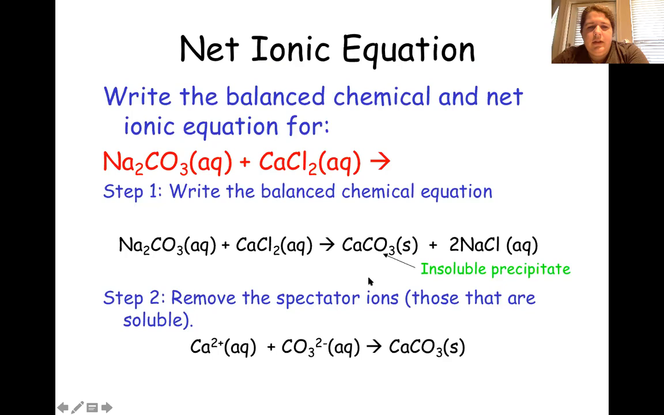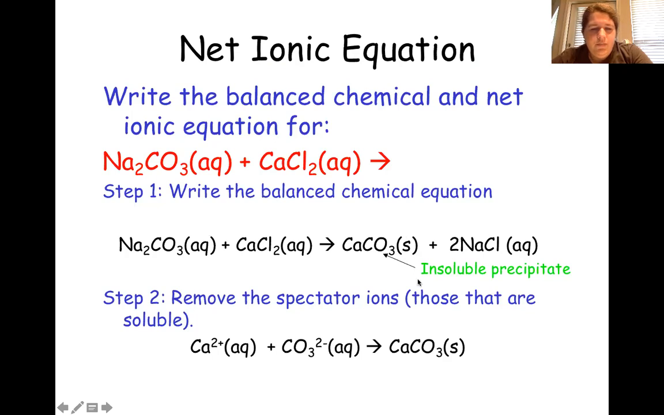Looking at the rules, chlorides are always going to be soluble. Sodiums are always going to be soluble. That's rules 2 and 3. Carbonates are generally insoluble according to rule 6. There is no special circumstance concerning calcium. Calcium's not listed anywhere else. So this is going to be insoluble. This is going to be our precipitate because it is a solid forming from 2 solutions.